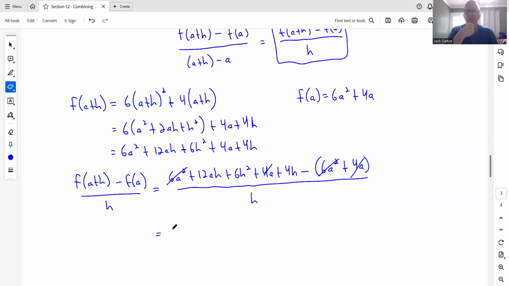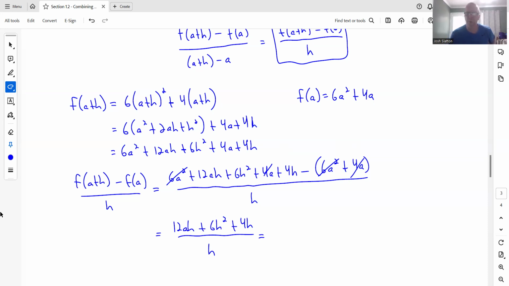So if you ever do this and you start simplifying, you realize you have a term without an h when you're on this step, then probably you did something wrong. So let's see what we got left. So 12ah plus 6h squared plus 4h over h. And now what we can do is we can factor out the h in the numerator because we need to get rid of this on the bottom.